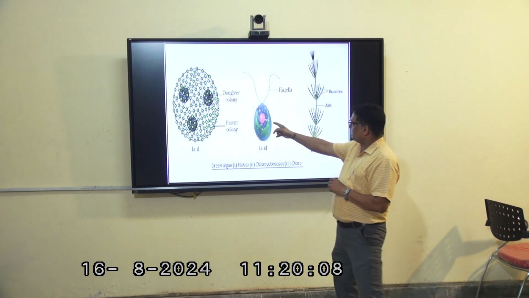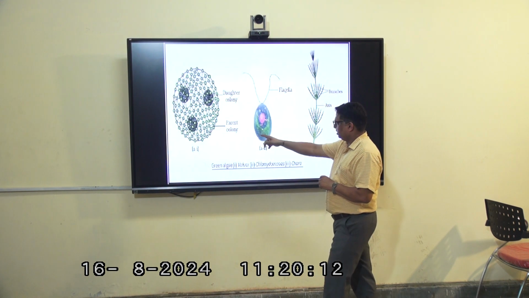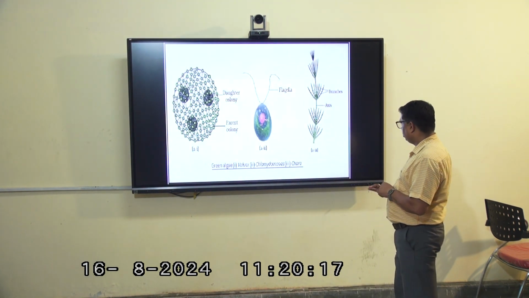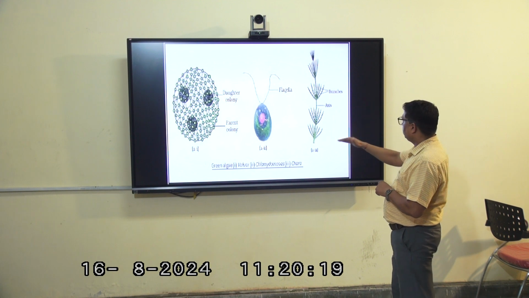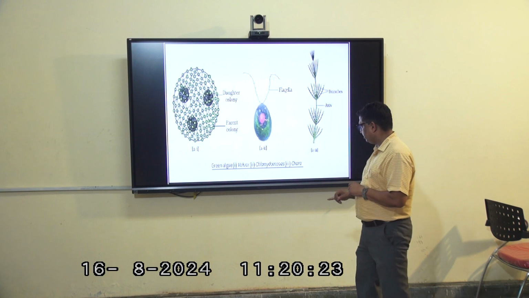These are the cells. They have a complex colony, and these are the parent colonies, and you can see they have flagella and a cellular form. These are the different categories of algal cells which are shown in the hierarchical slide.